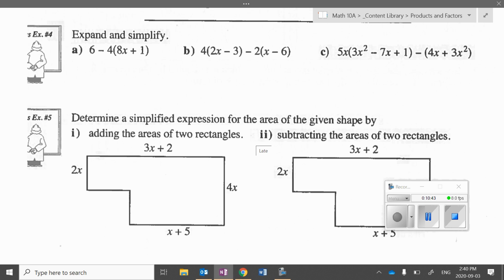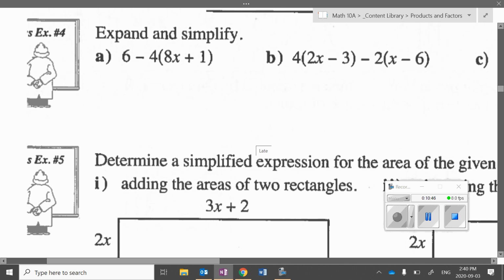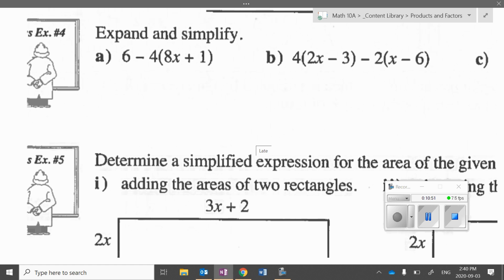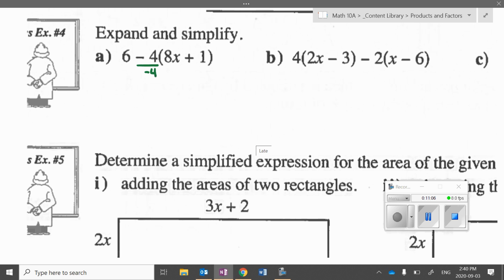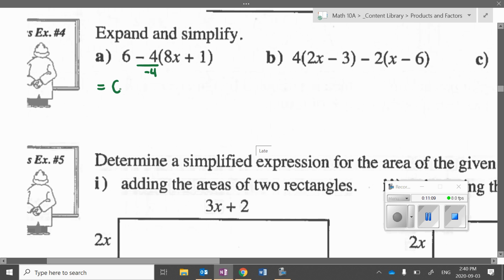So a question like this, let's look at A. Can I go 6 minus 4? Is that my first step? No, good. You have to remember order of operations with this. I think it's best to think of this minus 4 as really like a negative 4. So include that negative with it. If you don't, it becomes really difficult and you're giving yourself more steps to do it. So let's rewrite the 6, and I'm going to go negative 4 times 8x, which gives me negative 32. Then negative 4 times the 1, which gives me minus 4. Am I done? No, good. What's left?